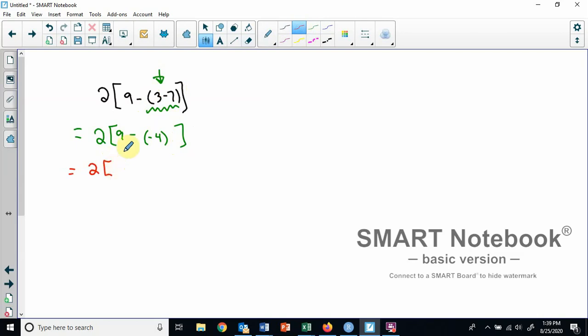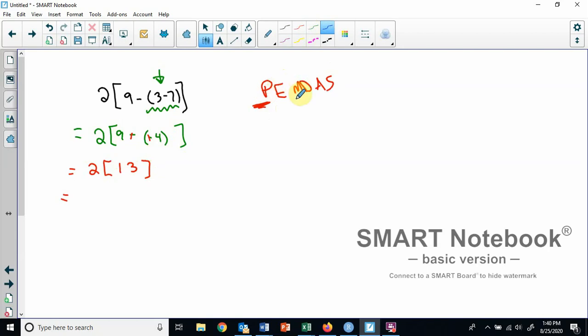So we're still on the P, the grouping symbol part. We haven't even moved past the first step because we still have grouping symbols. So 9 minus a negative 4. Remember, this is like adding the opposite. So that's like 9 plus positive 4, or 13. Okay. We have finished grouping symbols.